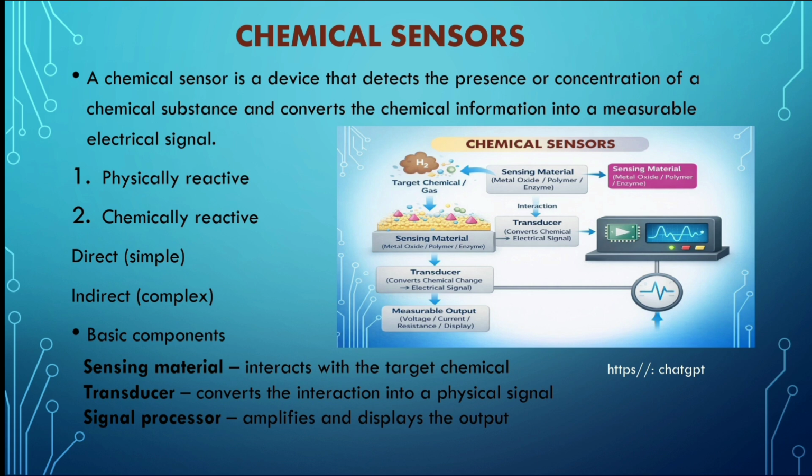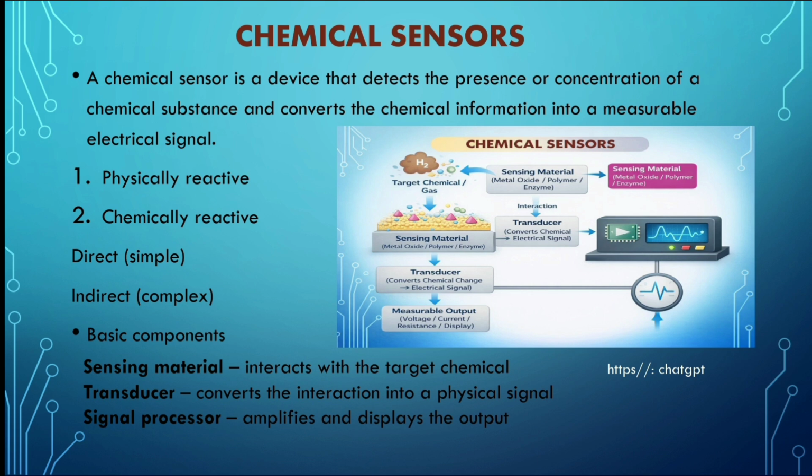We classify chemical sensors based on the reaction. If the sensor is physically reactive, then it is a physically reactive sensor. If the sensor is chemically reactive, then it is a chemically reactive sensor. Take an example: if a mechanical property changes, then it is a physically reactive sensor. Mechanical property means this could be its softness, stiffness, stretchability, etc. If these are changing, then we call it a physically reactive sensor.